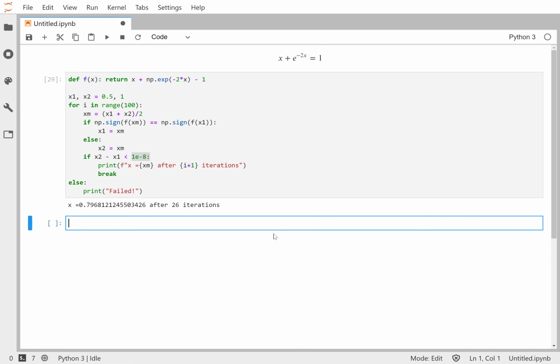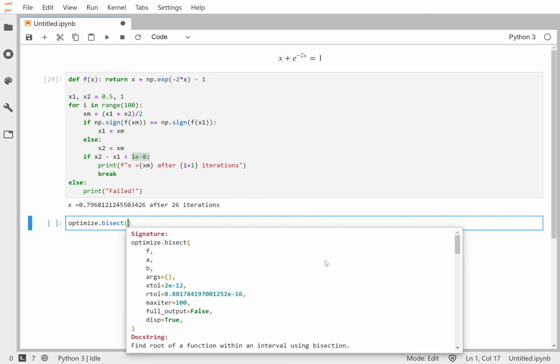So now if you're wondering, what's the built-in version of this? Yes, SciPy has one of these. It's not called binary though, it's called bisect. So another name for the binary search algorithm is the bisect algorithm. So it's optimize.bisect. And if we go check the documentation, we want the function f and we want limits a and b. Tolerance here is set a bit stronger than what we set, but that's adjustable.